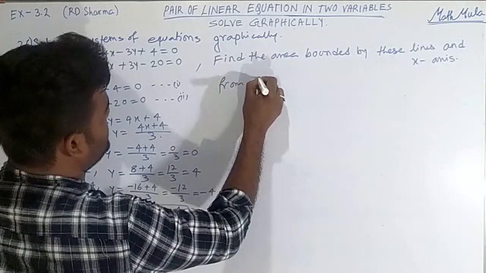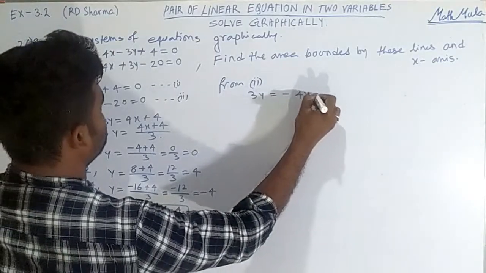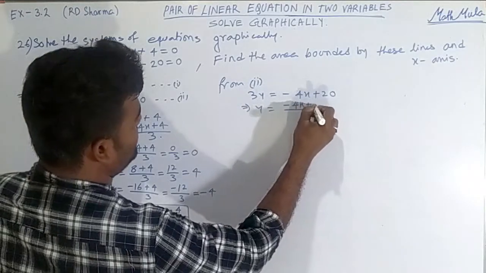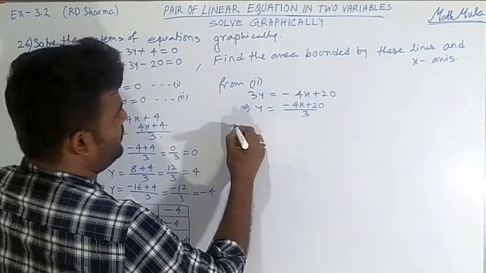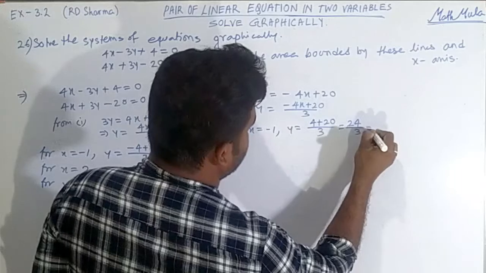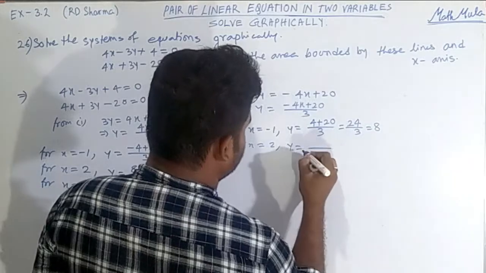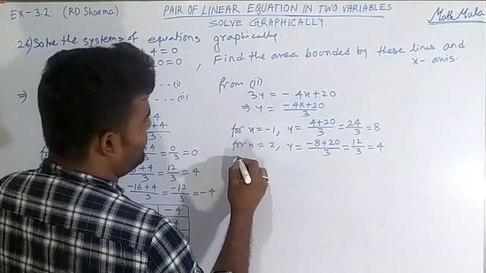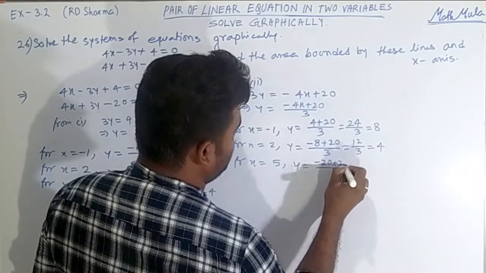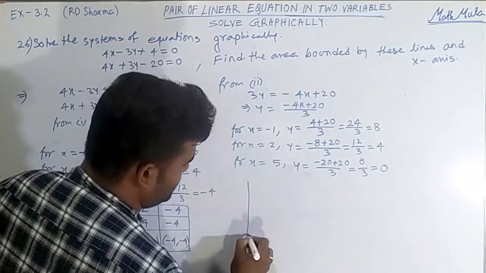Now from equation number 2, we can write 3y equals minus 4x plus 20, that is y equals (minus 4x plus 20) by 3. Now for x equals minus 1, y equals 24 by 3 equals 8. For x equals 2, we get y equals 12 by 3, that is 4. Again for x equals 5, y equals (minus 20 plus 20) by 3, that is 0. Again I get another table.